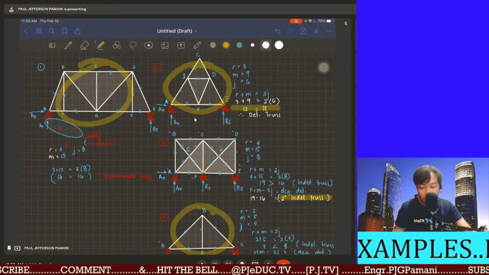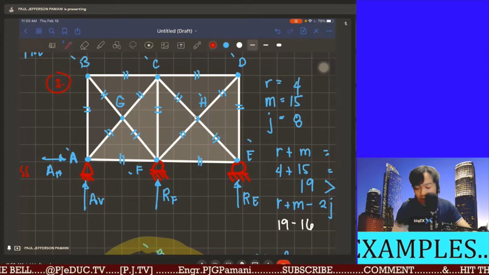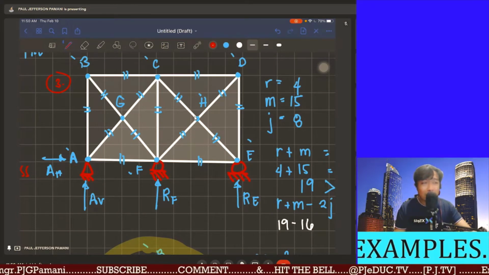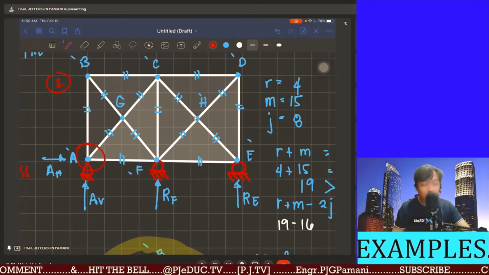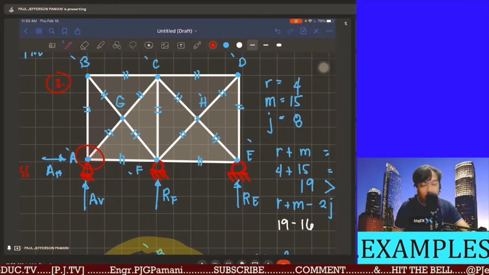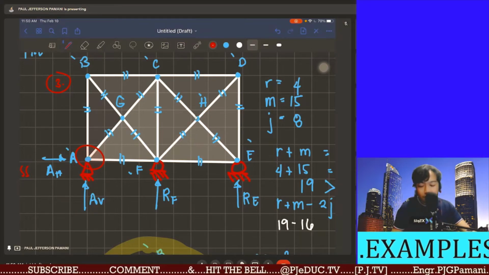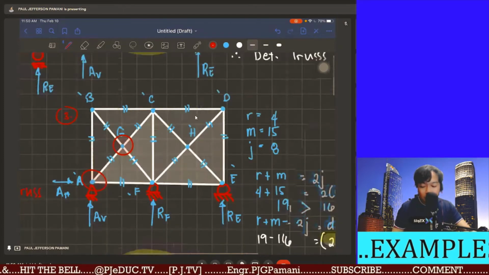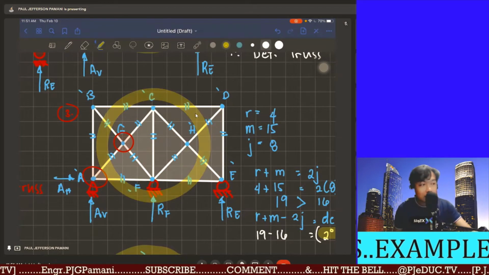Hindi natin siya pwedeng isolve by method of joint dahil meron tayong joint na connecting more than 2 members. Can you perform method of joints at joint A? No, of course. At joint G, hindi rin. So, more or less, this particular truss system is now either a compound or a complex truss.